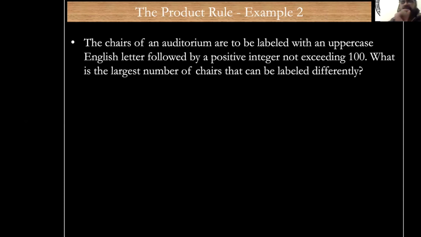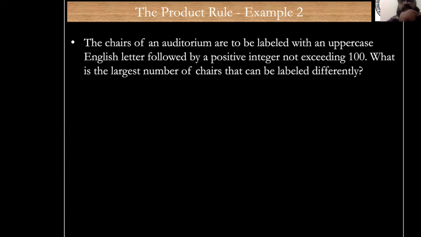So notice one thing: whenever I'm reading these questions, I'm going line by line and trying to explain and understand each line. What does each line say? So the question here is the largest number of chairs that can be labeled differently. After that, we cannot label them differently, we'll have to use the same alphabets or the same characters.